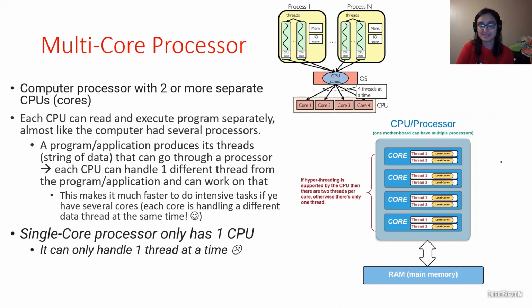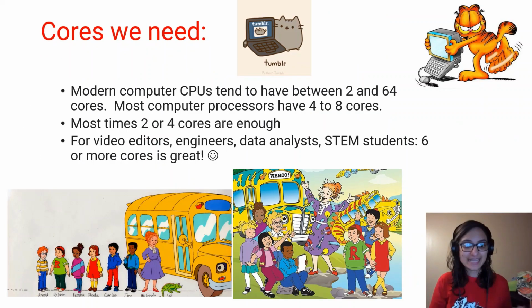I want to talk to you now with some suggestions of cores that you may need, because we are all so different. Modern computer CPUs tend to have between 2 and 64 cores, but most computer processors have 4 to 8 cores.